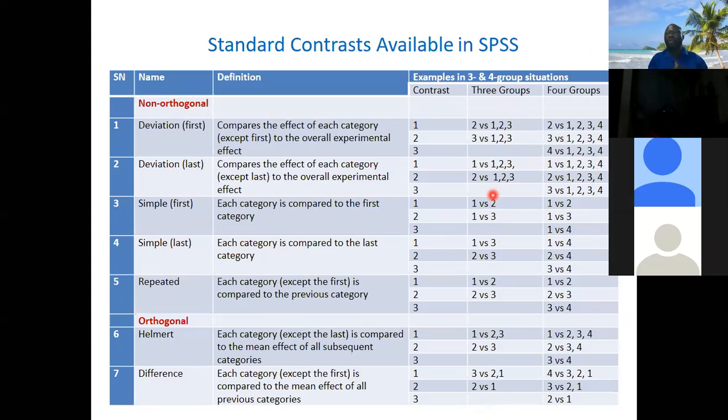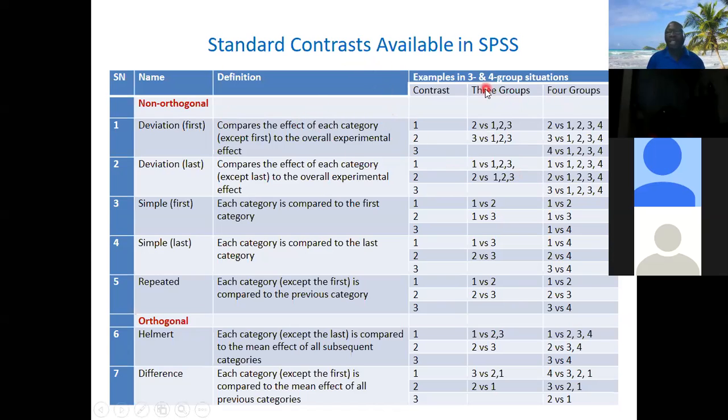You can only pair 2 groups in one way. So with 3 groups you can pair in 3 ways. 4 groups you can pair in 6 ways. But for the contrast, I said that the number of groups minus 1 is the number of contrasts you do.